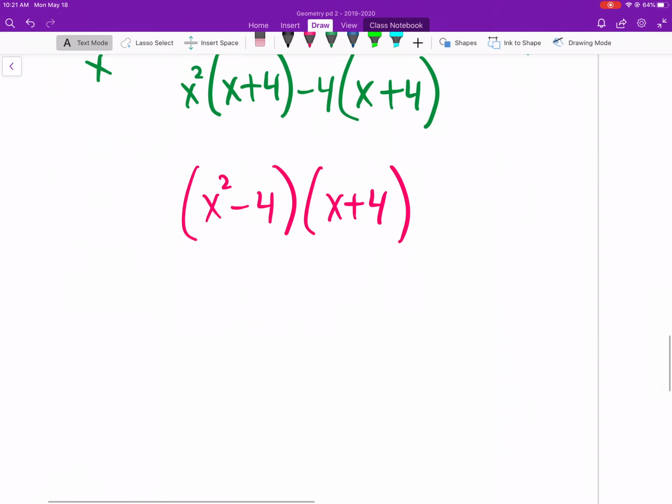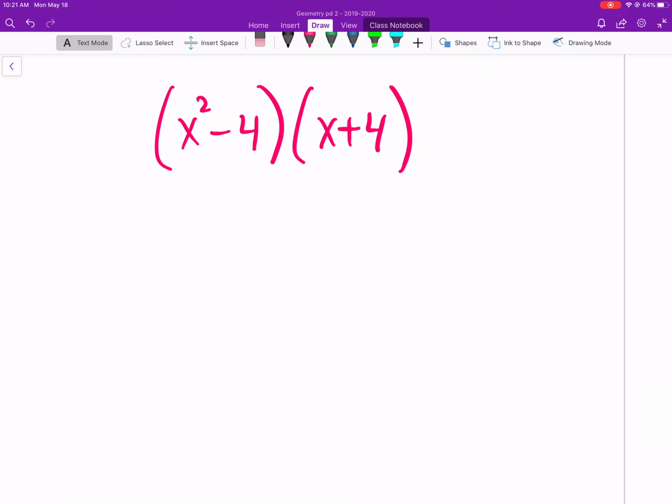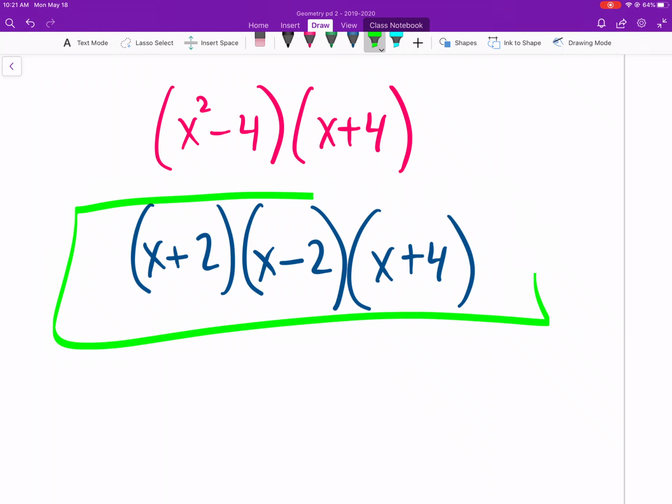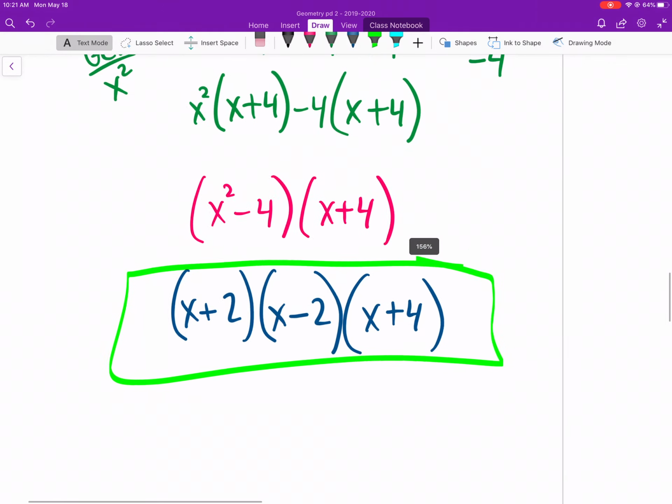Now hopefully you're thinking, we're not done. That first set of parentheses can be broken down, right? X squared minus 4 is an example of difference of squares. What times itself gives you x squared? That would be x. What times itself gives you 4? That would be 2. Remember, with difference of squares we have one addition, one subtraction, and also don't forget about x plus 4 hanging out over here. It can't be factored more, but that still comes along. Alright, now you're done. So factoring completely is just factoring more than once, breaking down an expression as much as you possibly can.